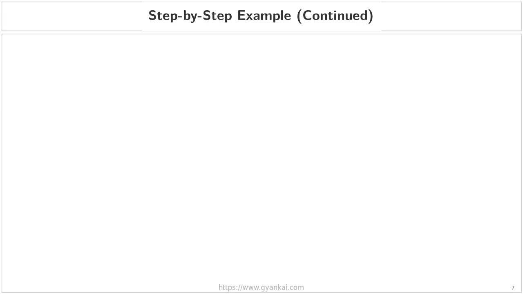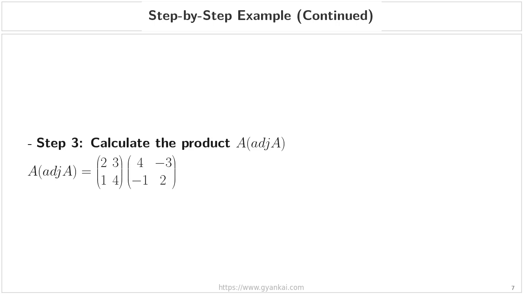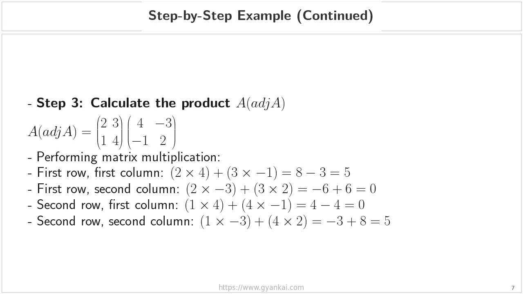Step-by-step example, continued. Now that we have our original matrix A and we've found the adjoint, let's move on to step 3, where we actually calculate the product of A and its adjoint. Looking at the screen, we are multiplying our matrix A, which has 2 and 3 in the first row and 1 and 4 in the second, with our adjoint matrix. To do this, we perform standard matrix multiplication, working through each element one by one.